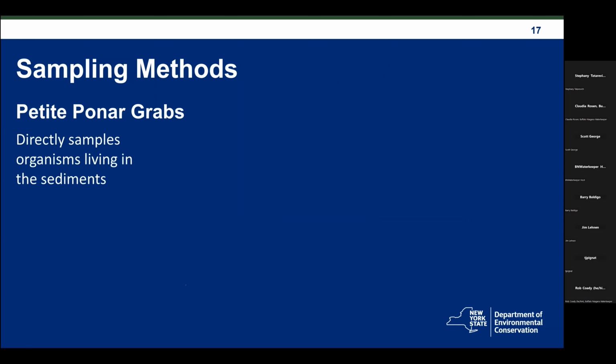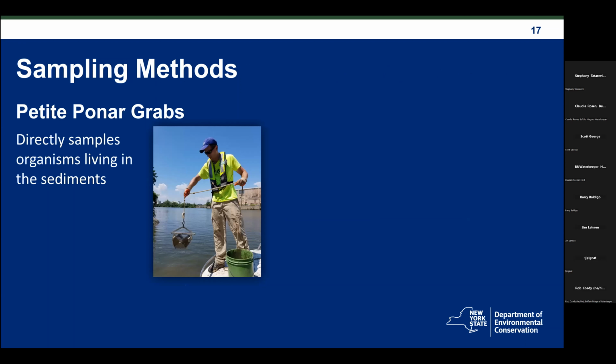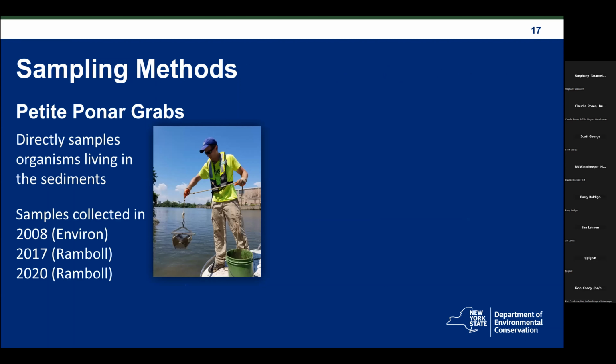There were 2 sampling methods used to conduct macroinvertebrate community sampling. Sediment samples were collected using petite ponar grabs, which directly sample organisms living in the sediments. Here's a photo of the process. And samples for the Buffalo River were collected in 2008 by Environ, 2017 by Ramboll, and also in 2020 by Ramboll on behalf of Honeywell.